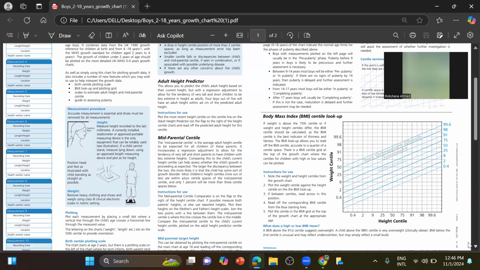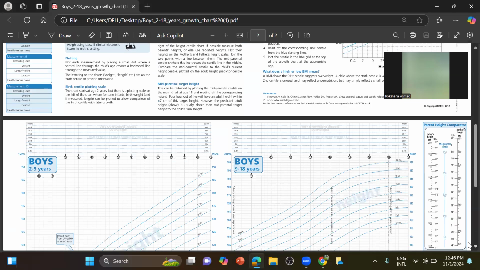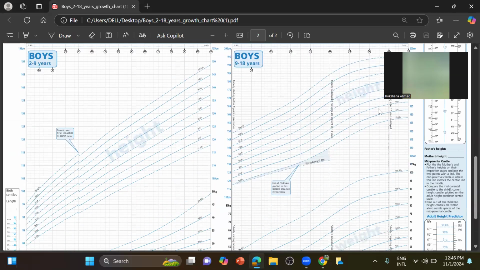The growth centile is this curved line on the growth chart that represents the range of growth. Suppose we find the child is on the 25th centile for height. That means if we take 100 children, 75 will be above this line and 25 children will be below this line.